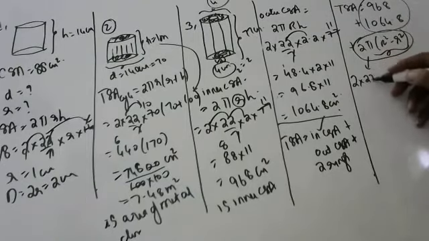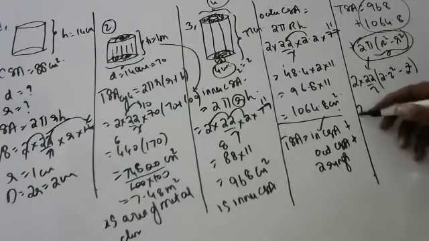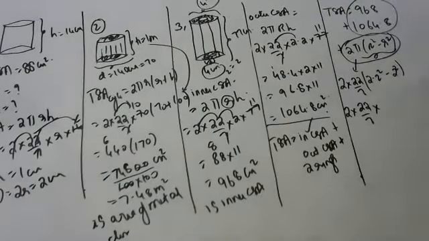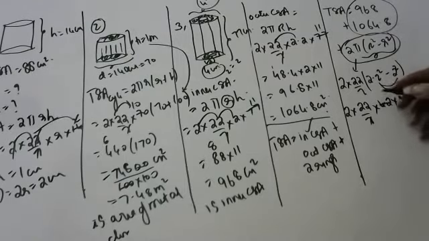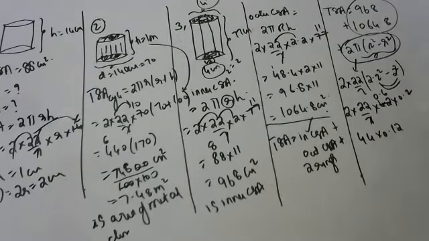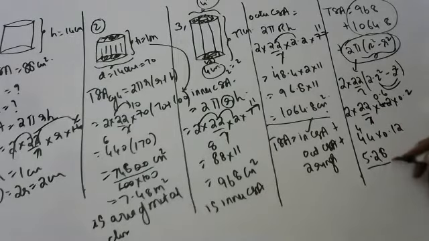2 into 22 by 7 into A plus B into A minus B. A plus B is 4.2, A minus B is 0.2. So 44 into 0.2 is 8.8 by 7, sir, 5.28 centimeters square.